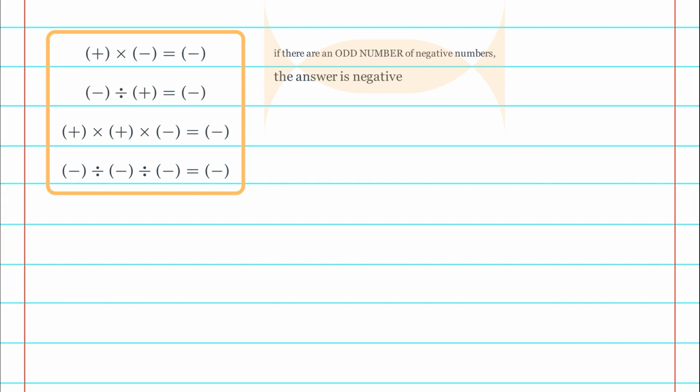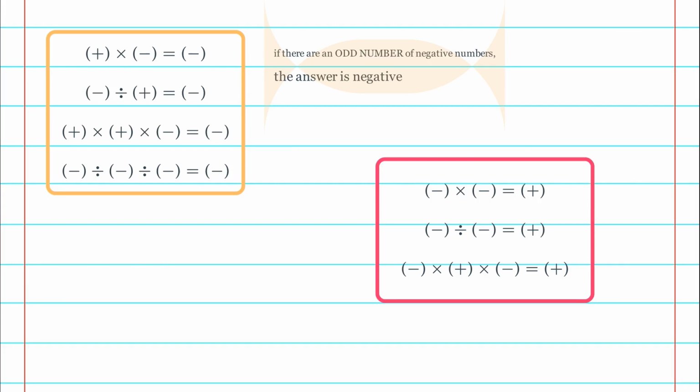Now let's move on to the next rule, which is if there are an even number of negative signs while multiplying or dividing, the answer is positive. If we are multiplying two negative numbers, the answer will be positive because there are an even number of negative signs. If we are dividing two negative numbers, the answer will be positive because there are an even number of negative signs. If we are multiplying a negative number with a positive number and a negative number, the answer will be positive because now we have two negative signs, which is an even number.